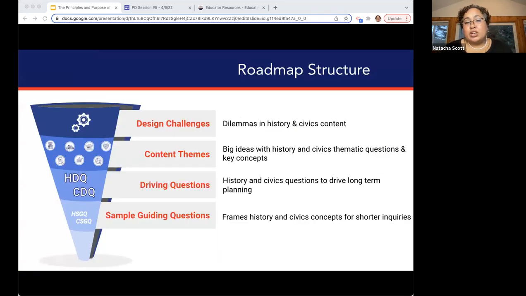As we think about the roadmap structure, it's really important to think about how the roadmap provides multiple layers of questions to guide conversations and instruction that gradually become more focused. We start with our design challenges at the very top, which address the dilemmas in history and civics content. Then we get more focused with our content themes, which have big ideas with history and civics thematic questions and key concepts. Then we get a little more focused with our driving questions, which are history and civics driving questions to drive the more long-term planning. And finally, we get down to our sample guiding questions. These sample guiding questions really frame history and civic concepts for shorter inquiries. So all these multiple layers of inquiry are connected and all flow together.